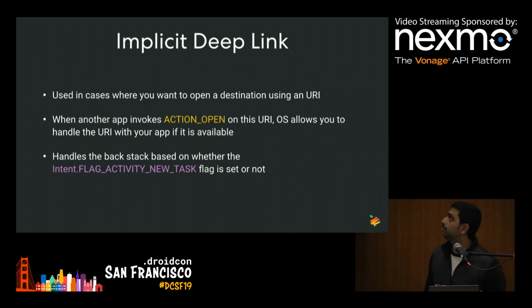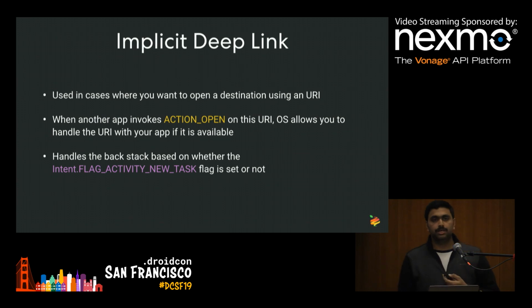Implicit deep links are something that we always want to use in our applications. It's where you listen to open actions on most of the URLs that are passing around in the OS, and you want to handle some of them. So if you're Facebook or if you're Medium and you want to open up your own links in your own app, then that's how you do it, right?